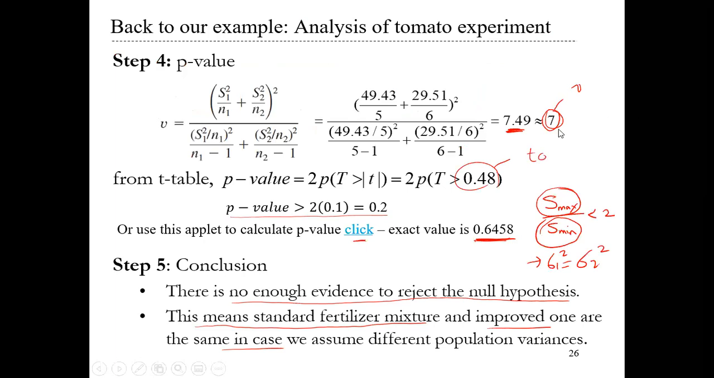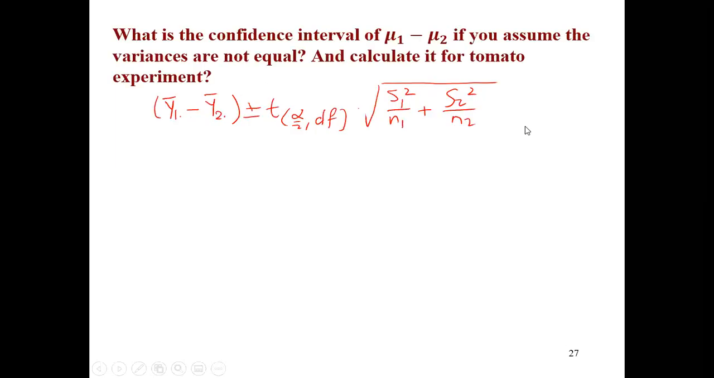Degree of freedom now is 7. So, let's use 95% confidence level. So t will be at the complement of 95, which is 0.05, alpha divided by 2, and degree of freedom 7. So I need t at 0.025 from the table and degree of freedom 7. So let's see this value.